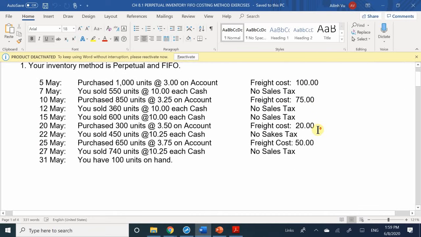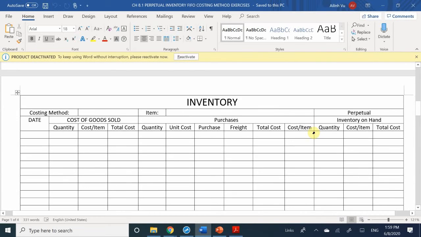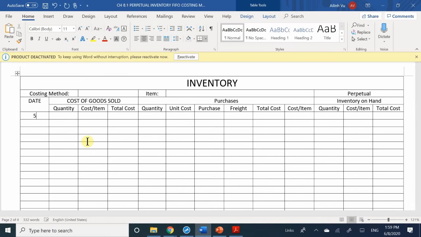So let's fill in our worksheet here. For this problem, I don't want you to focus on journalizing. I want you to just focus on practicing utilizing the worksheet. Here we need to go under which section? Are we doing cost of goods sold? Yes, we're doing inventory, and then inventory on purchases. I'm just going to type in the days so I don't use too much space. So, May 5th.